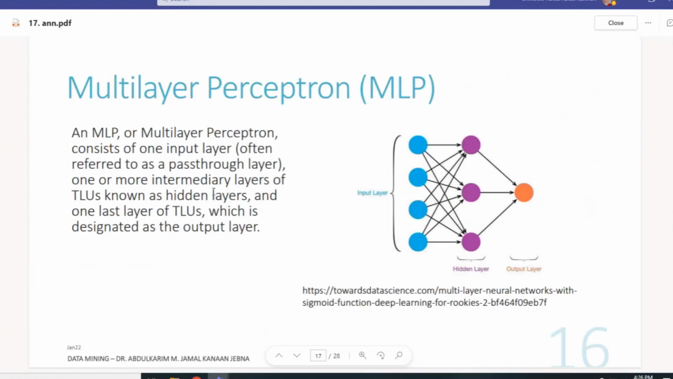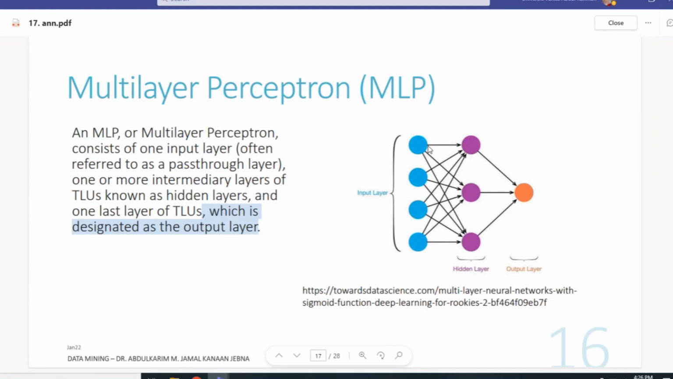So multi-layer perceptron, in other words, as already mentioned, consists of 1 input layer, as you see here, followed by 1 or more intermediary layers, or we call them hidden layers. Here we have a single hidden layer. And finally, we have 1 output layer, this one. So we repeat: multi-layer perceptron has 1 input layer, 1 or more hidden layers, and then the output layer.